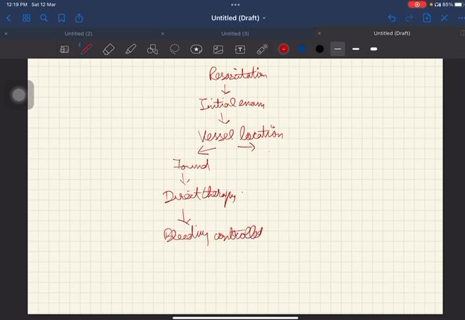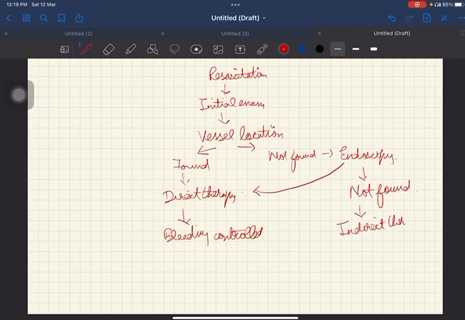Now, if the vessel is not found at this stage, we can perform endoscopy. Using endoscopy, the vessel may be located, and thereby we go to direct therapy again. Let's say the vessel is still not found with endoscopy, we can move to indirect therapy, which includes anterior nasal packing. And if there is a continued bleed beyond this stage, we can use posterior packing, septal surgery, and vessel ligations.